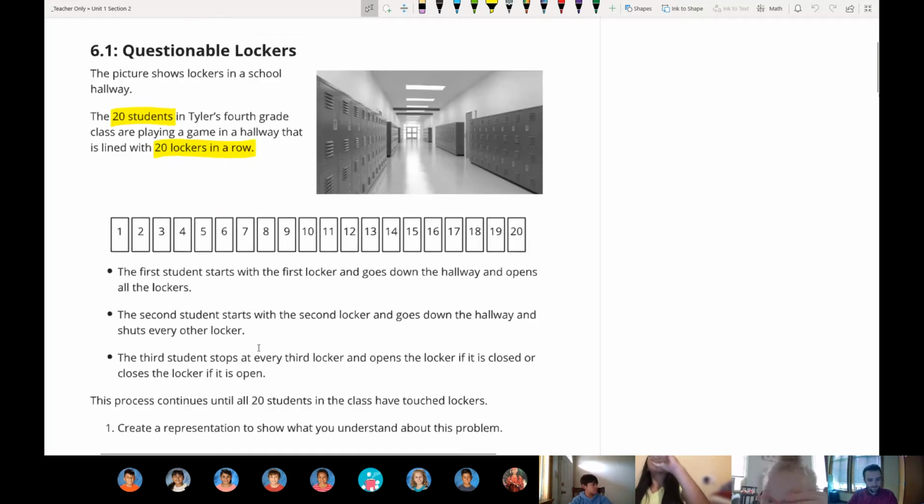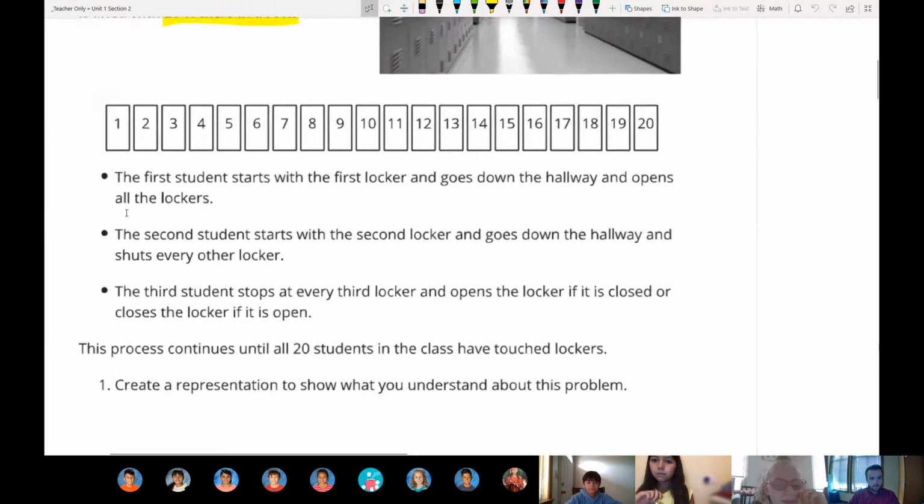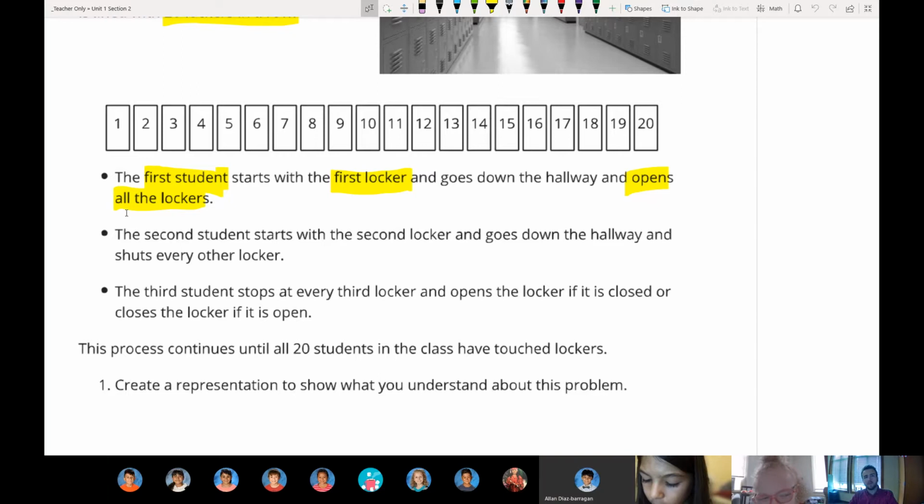So looking at this first bullet here, the first student, so I'm going to highlight that, seems important. First student starts with the first locker and goes down the hallway and opens all the lockers. Now I'm going to make a quick adjustment to this. Instead of opening the lockers and closing the lockers like they said, we're just going to touch the locker. Okay, so don't try to keep track of open and close. We tried that with the first 2 blocks, first 2 classes, and I felt it really confused them. So we're no longer going to think about opening and closing, just touching the locker.